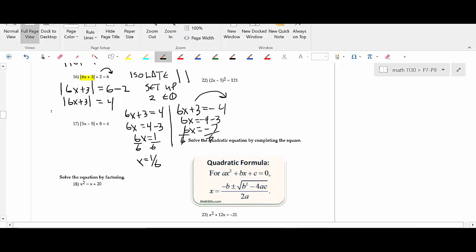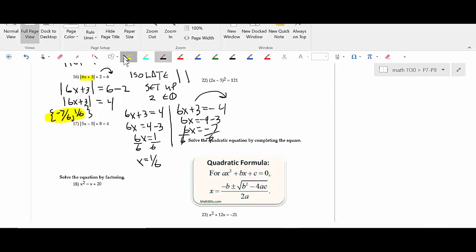So what you would end up having as your answer is you just write it with the set brace, negative 7/6 and 1/6 like that. Those are 2 answers to the problem. Does that make any sense what I just did? Is there any question about that? The idea is that's what you're going to do, is set that up. Let's go ahead and set up 17, and then I'll talk through how you finish it.